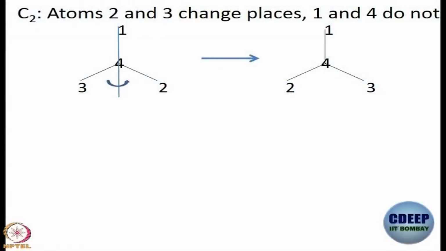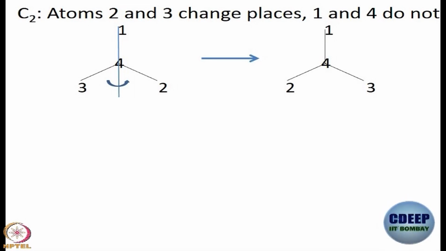C2, remember where C2 is? This is 1, this is 1, this is 1. Do they belong to the same class? C2s, do they belong to the same class? Yes. So, it is enough if we work with any one C2. We choose to work with this C2 that goes through atoms 1 and 4. Now, as a result of this C2, which atoms move from their original position? Yes, 3 and 2 will interchange, and 1 and 4 remain in their own position. This is how the picture is going to be.